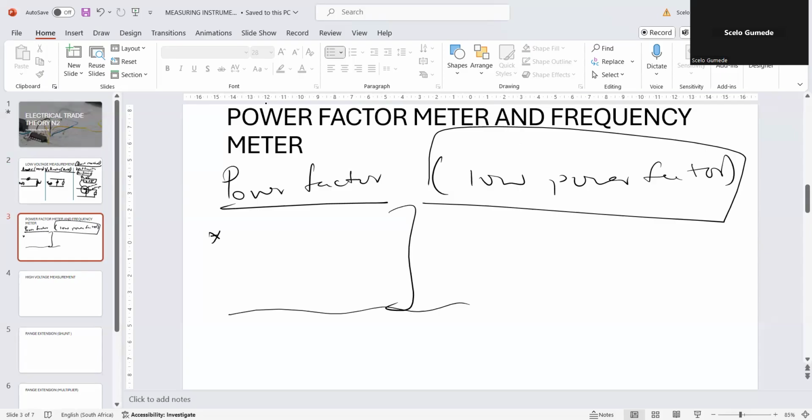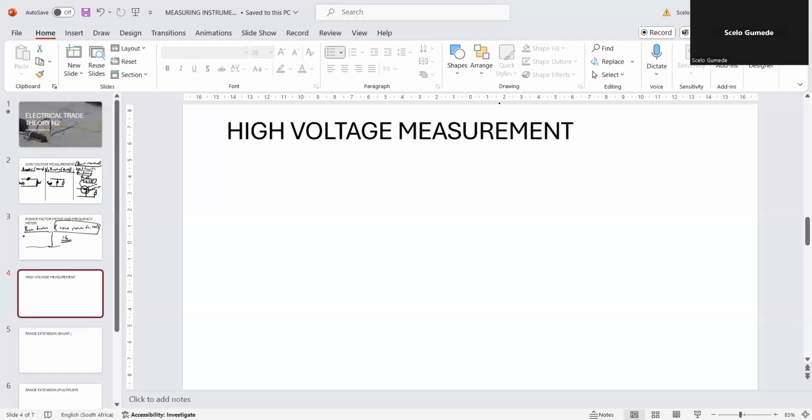Now, if you look at frequency meter connection, again look at that figure there. Please check figure 10.6. That's our frequency meter. It tells us the frequency in terms of the hertz that we've got. All right, let's move on to a high voltage measurement. High voltage measurement is also known as the indirect method.